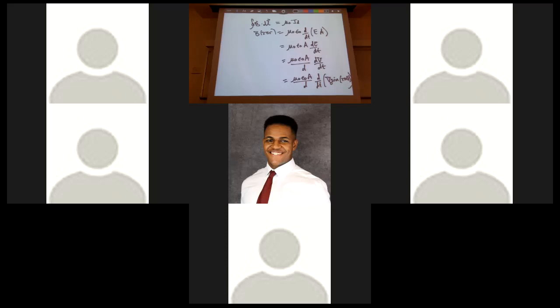Cosine, is it positive or negative? Positive, good. So in this case, I get a cosine, and then I get the derivative of the inside, so I get a 2 pi frequency on the outside. Okay. So let's put all this stuff together.